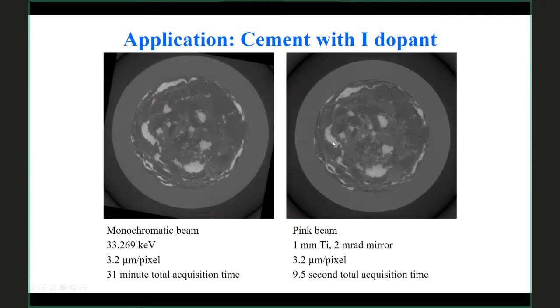This is an application where I just did a test of a sample. This is a cement that's got some iodine dopant in it. This is a monochromatic beam experiment that took half an hour. And this is a pink beam experiment that took 9.5 seconds. And actually my eye tells me the pink beam image is better than the monochromatic beam image. So we can get very good images with the pink beam very quickly.